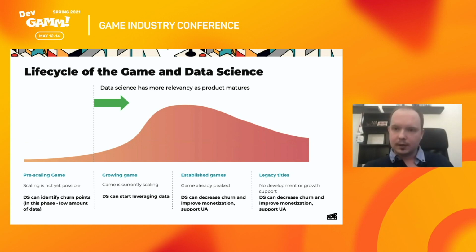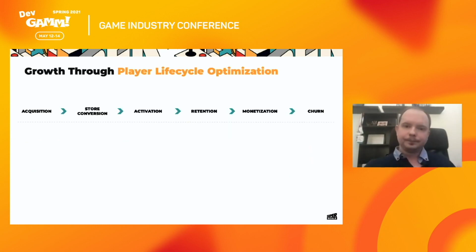Now, when we check these phases, all of them have players that play the game, right? So what we are actually encountering here is the player lifecycle. We can optimize this player lifecycle through data science also, but of course, some of the phases of the player lifecycle have more relevancy in terms of data science. So at the start, user acquisition, activation, retention, monetization, and churn.